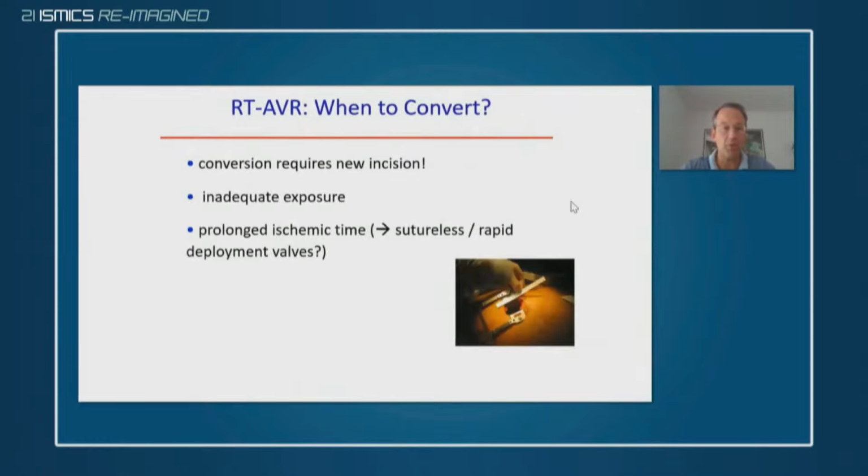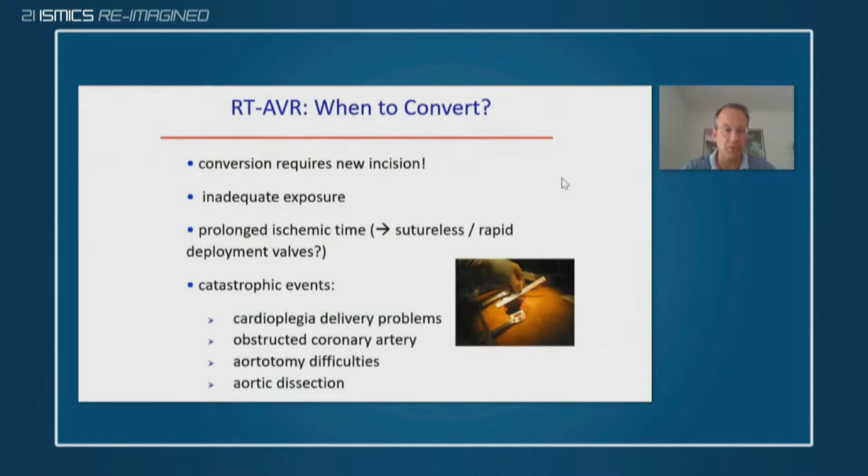Whereas with the right thoracotomy approach, if you have to convert, it's a bit more painful because you do have to make a whole new incision. And certainly for those patients that have inadequate exposure or prolonged ischemic times, this is a consideration. For this reason, many people use the sutureless or rapid deployment valves for this approach.